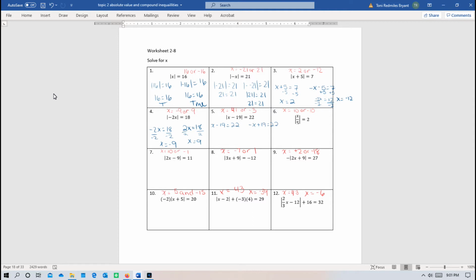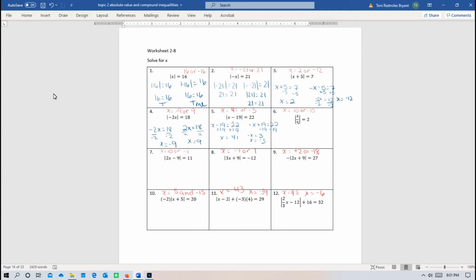All right, so I have to add 19 to both sides. So x is going to equal, one of its things is going to be a 41. Or I'm going to subtract 19 from both sides. That's going to give me a 3. And once I divide that negative, I get a -3. So those are the two possible answers.